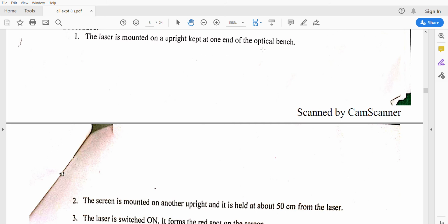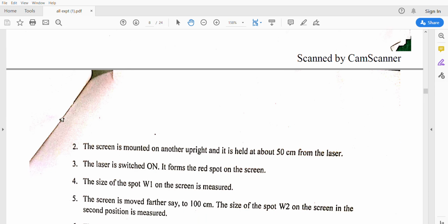So as I already told, we need an optical bench, a leveled bench, on which we can do the optical experiments. That is said to be the optical bench. On it we will keep a laser light at one corner, mounted using some base, and the screen is mounted on another upright. The screen is placed where the laser light will fall on it, about 50 centimeters away.